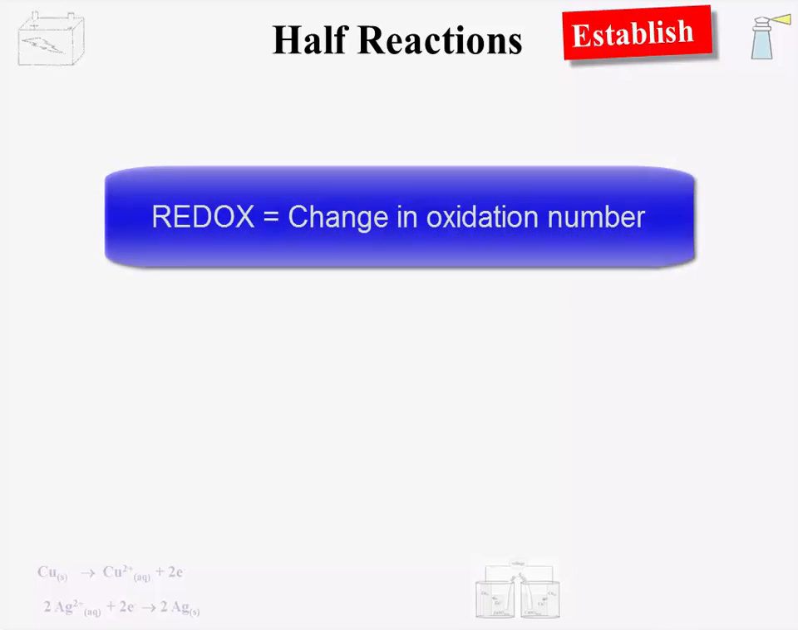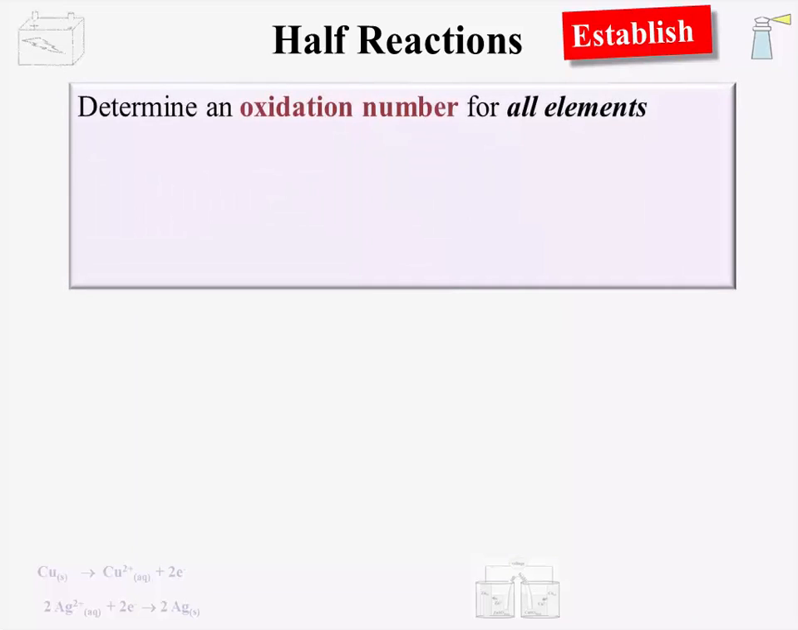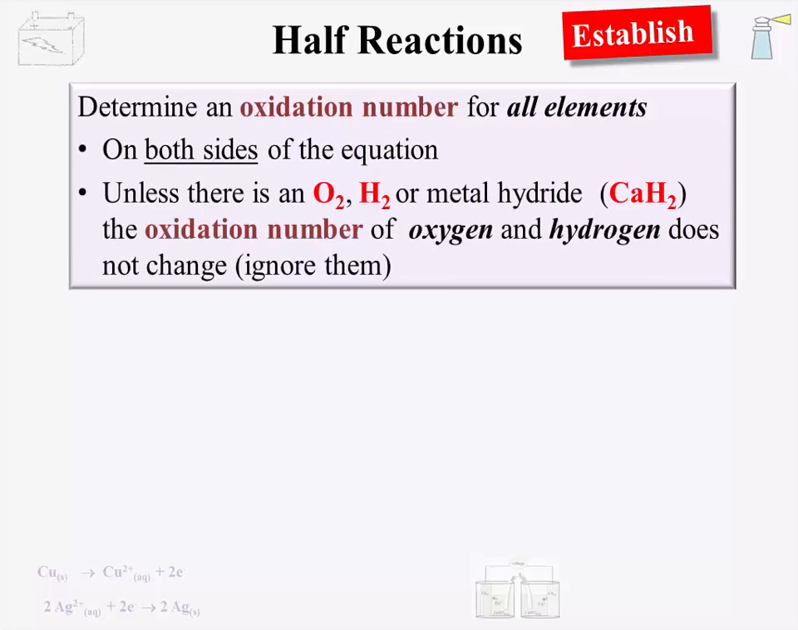A redox reaction will involve a change in the oxidation number for two or more elements in going from reactants to products. So, an oxidation number has to be determined for each element, and that includes the element on both sides of the equation. To make matters less cluttered, unless there's an O2, an H2, or a metal hydride, like calcium hydride, the oxidation number of oxygen and hydrogen does not change, and for the most part, we can ignore them in getting half reactions.